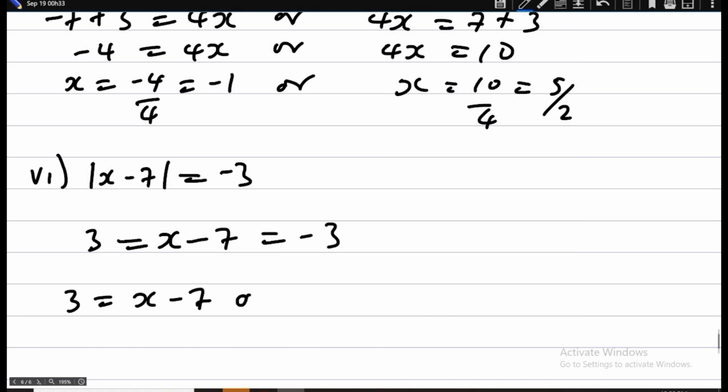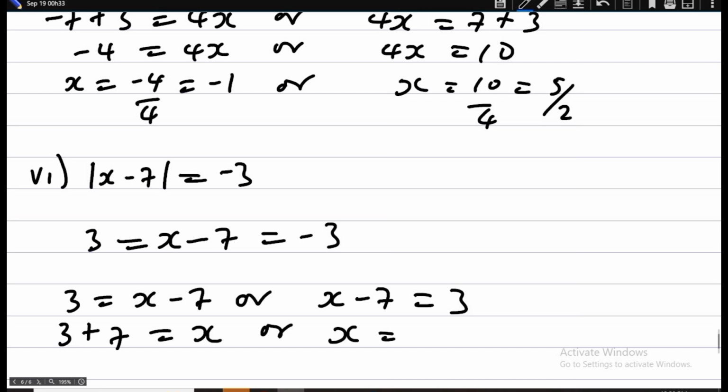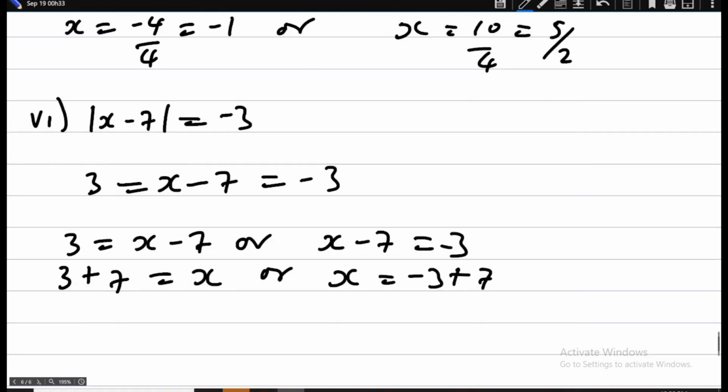So finally we're having that 3 plus 7 is equal to x, or we have that x is equal to what? Sorry, which side is minus? This side is minus 3. So we're going to have that x is equal to minus 3 plus 7. So finally we're having that x equal to 10, or x is equal to what? 4. Very simple. We go to VI, number 15, VI.